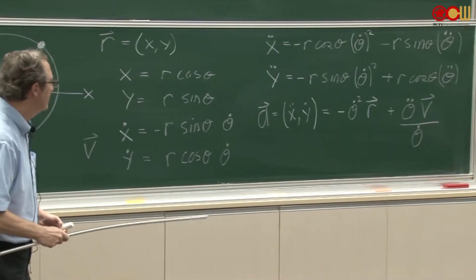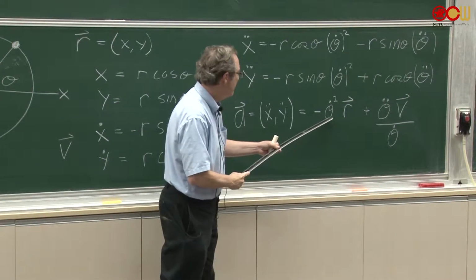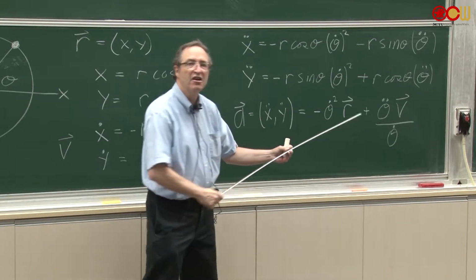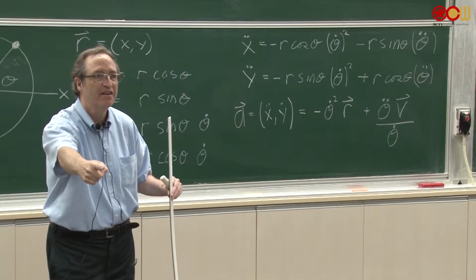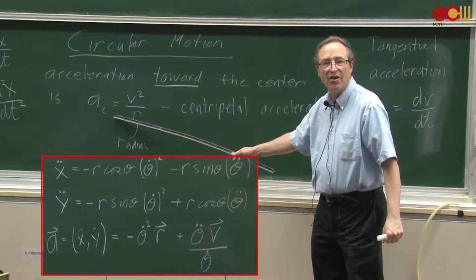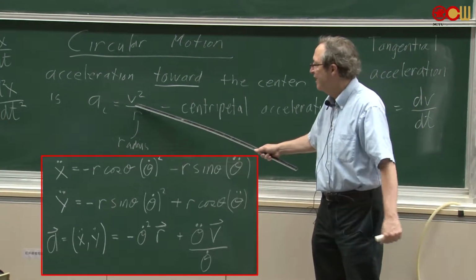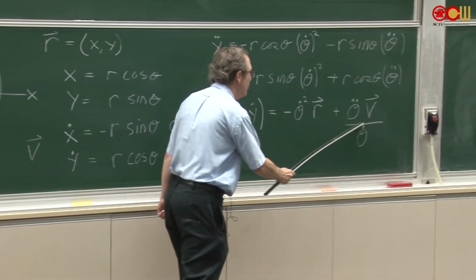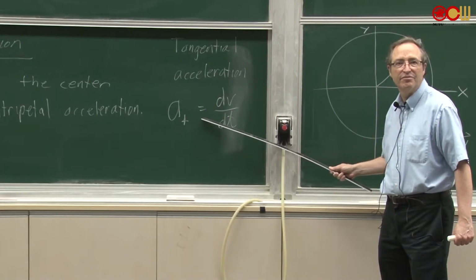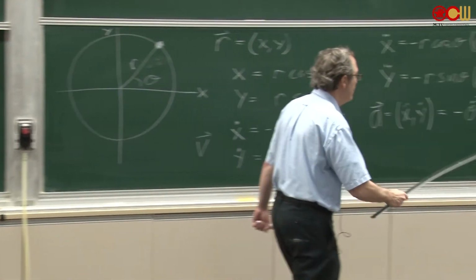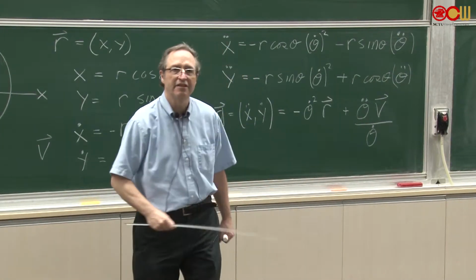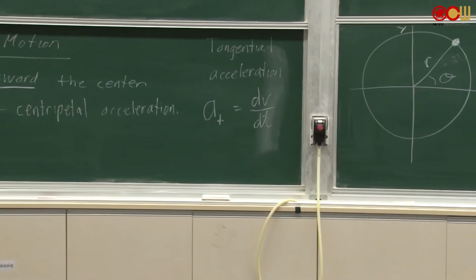Now let's look at this. This term is minus the direction of r. So it's toward the center. Just like this. All right? And we're going to make that look like this in a minute. This term is along the velocity. That is the tangential acceleration. And I'm going to show you that this is related to the dv dt. All right, so let's see how that works.